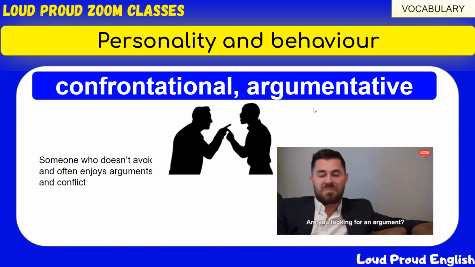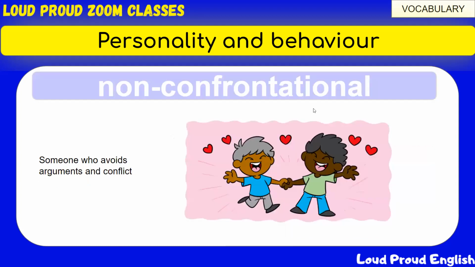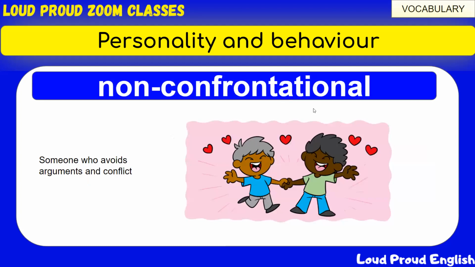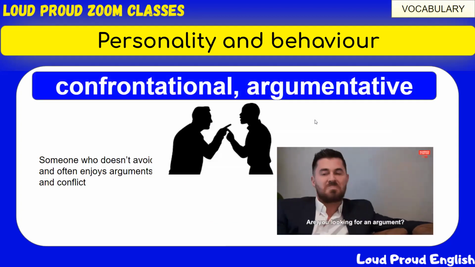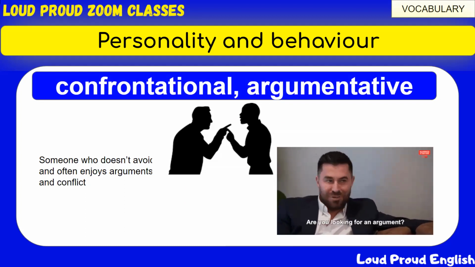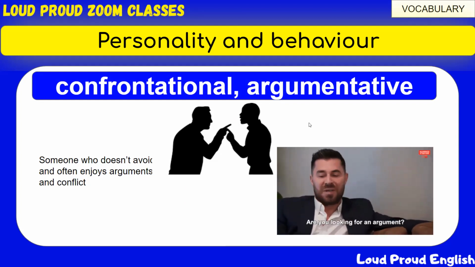Argumentative. So non-confrontational people avoid conflict. They just want to keep the peace. Confrontational people, it's okay for them. They actually sometimes enjoy creating a little bit of conflict, and they will be direct. And they don't mind having arguments. That's why we say argumentative.